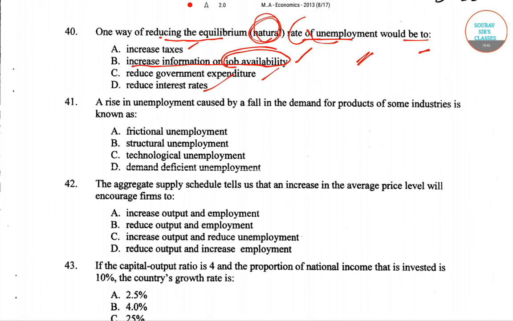So this is why, whenever this natural term is given, we would conclude that increased information of job availability will reduce the equilibrium rate of unemployment. So for question number 40, the right answer would be B.